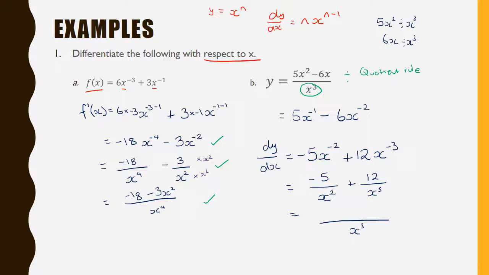So in order to get an x cubed for the first term, I must multiply numerator and denominator by x, giving us negative 5x plus 12. Once again, either option is okay. We can give our answer as any of these 3 options. All are completely fine.